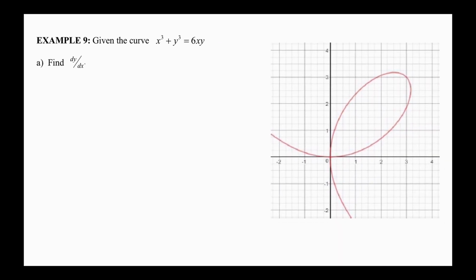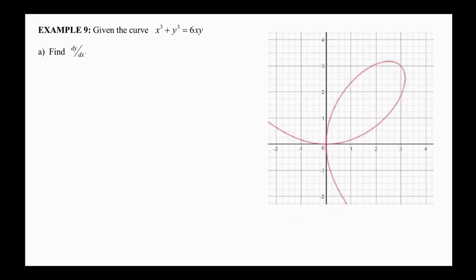Okay, so do 9a. I want you to do 9a. The graph just shows you what this guy looks like. That's all we're going to do with the graph. The graph just gives you a picture of what this guy looks like. x cubed plus y cubed equals 6xy. So I want you to do letter A.